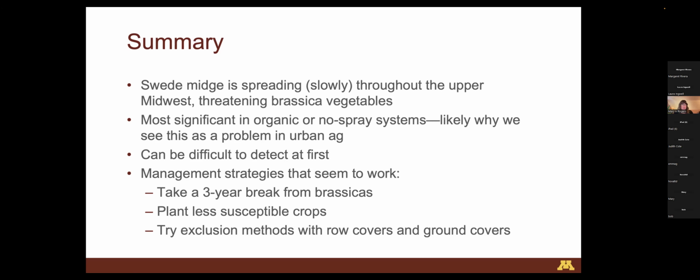So some of those brassicas that aren't as great of hosts, like bok choy, a lot of those Asian vegetables, Savoy cabbage, the lacinato kale, maybe broccolini. Hopefully we'll have some good results from that research. And then exclusion seems to work with these row covers and ground covers that might suppress the pupal development.